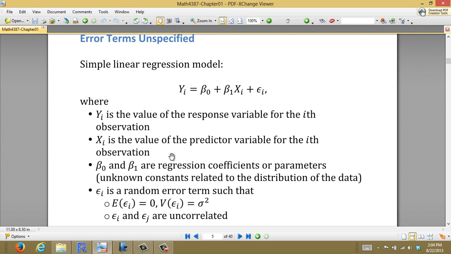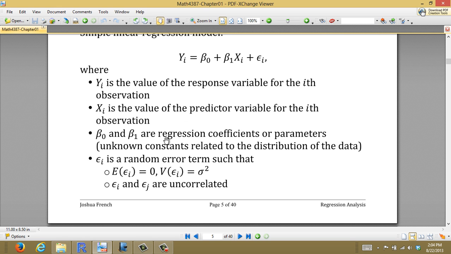There's also going to be x sub i, which is the value of the predictor variable for the ith observation. Beta naught and beta 1 are going to be regression coefficients or parameters. These are unknown constants related to the distribution of the data. So we don't know them, we're going to have to estimate them, but they are in fact unknown constants that we want to estimate. And then we'll let epsilon i denote the random error term for the ith observation. The assumptions that we make about the errors are that on average the value is equal to 0, that their variance is equal to sigma squared, and that any two errors are going to be uncorrelated. These are pretty standard assumptions that we make for a simple linear regression model.